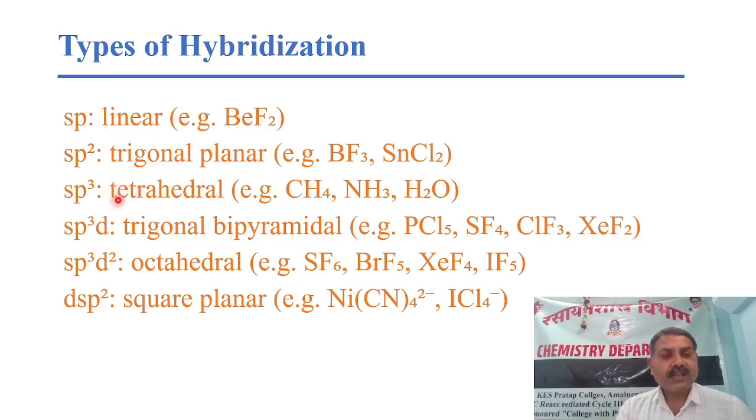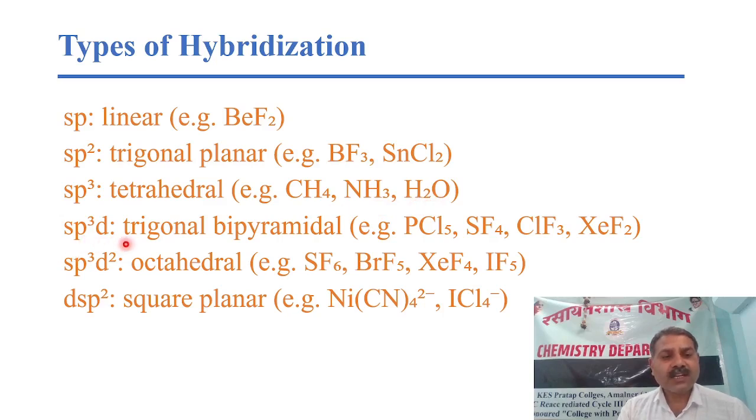In case of sp3 hybridization, the geometry formed by the molecule is tetrahedral. For example, methane CH4, ammonia NH3, and water H2O involve sp3 hybridization.